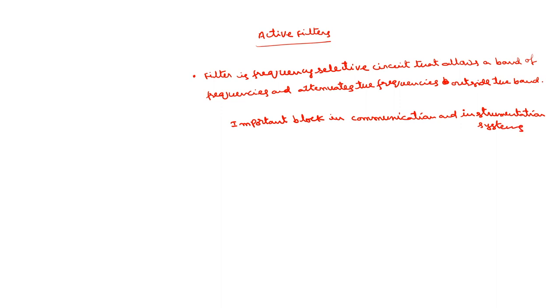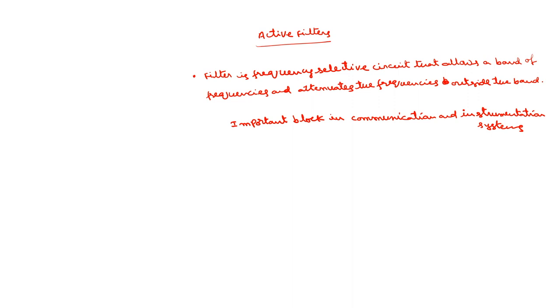Because in communication, we want to recover the original desired signal from the noise corrupted signal. So, in order to remove the noise, we can use the filters. Similarly, in the instrumentation, if we record some data from the sensor, that data consists of the desired signal as well as some undesired noises. So, in order to remove those noises, we can use these filters.